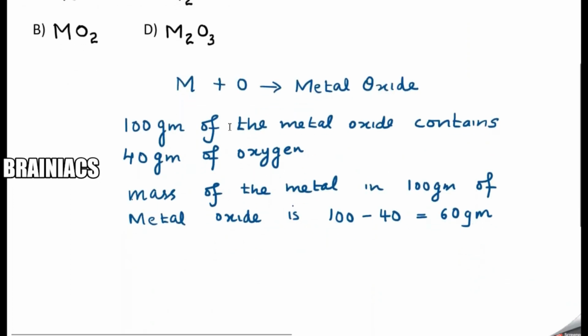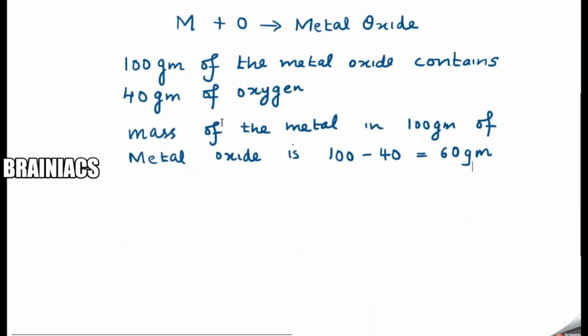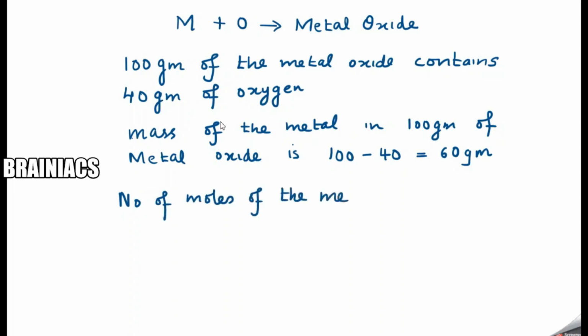So we know the given mass and atomic mass. What can be calculated? The number of moles. So I can say the number of moles of the metal is equal to the given mass, 60, divided by atomic mass. The atomic mass given here is 24. So 60 divided by 24 will become 2.5 mole.